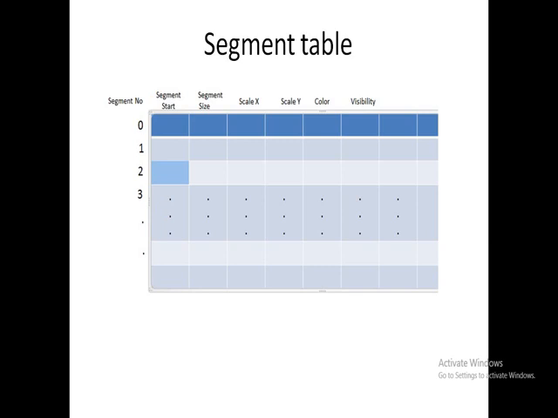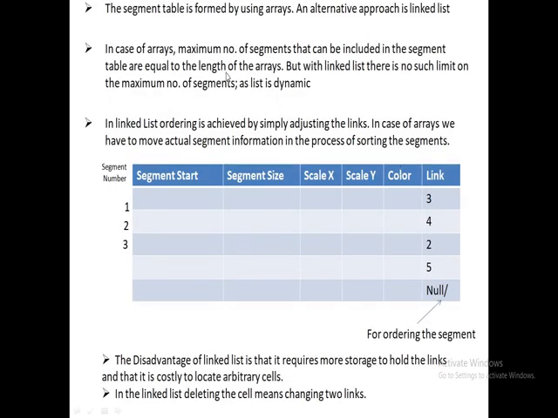We can use other schemes for implementing the segment table, but we choose this because its accessing is simple and updating is straightforward. Other schemes include a linked list. We use arrays because they are simple and straightforward, but a linked list can also be used, but then you need additional memory for links. So the segment table is formed by using arrays, and an alternative approach is a linked list.